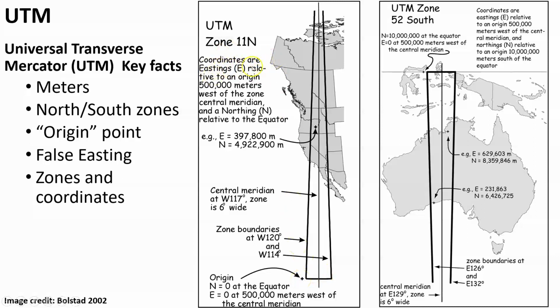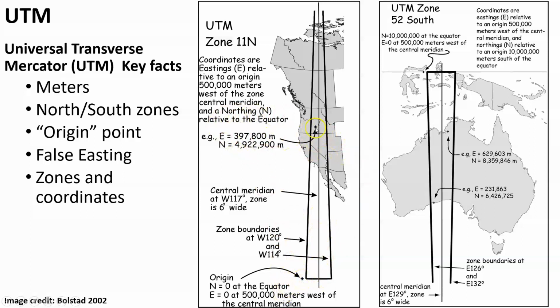So coordinates here are in eastings relative to an origin, so that origin that we mentioned, 500,000 meters west of the zone of the central meridian, and the northing is relative to the equator. So north is in relation to this meridian, and the northing departs from the equator.